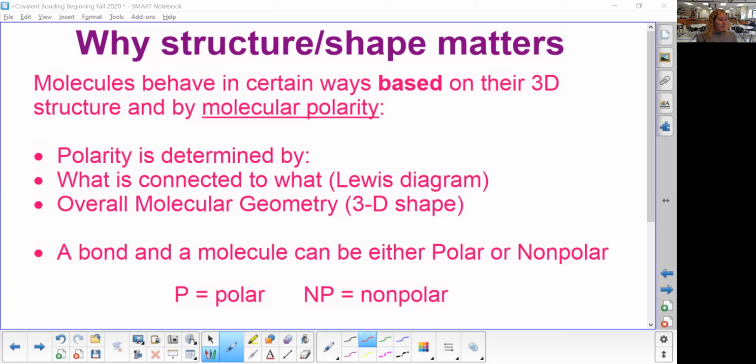And so polarity is going to be determined by what is connected to what. So that's why you have to know your Lewis diagram, and then the overall molecular shape. All right.